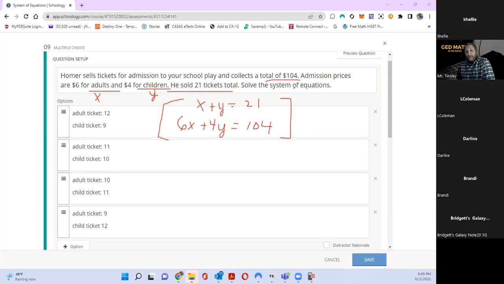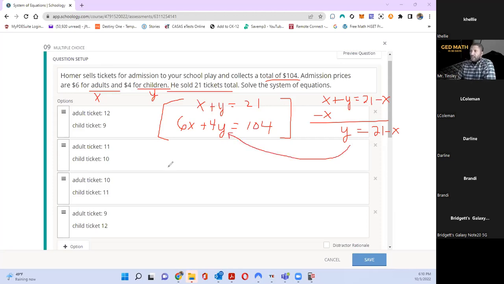Now, there are several ways. Penny, as you were saying earlier, you've been studying elimination and substitution. Either way is fine. Let's do substitution. Substitution means you solve for one of the variables first. So I'm going to solve for Y. I say X plus Y equals 21. In order to get Y by itself, I need to get rid of X. So Y is equal to 21 minus X. Now I'm going to take this Y value and plug it in to this Y here. So 6X plus 4 times (21 minus X) equals 104.